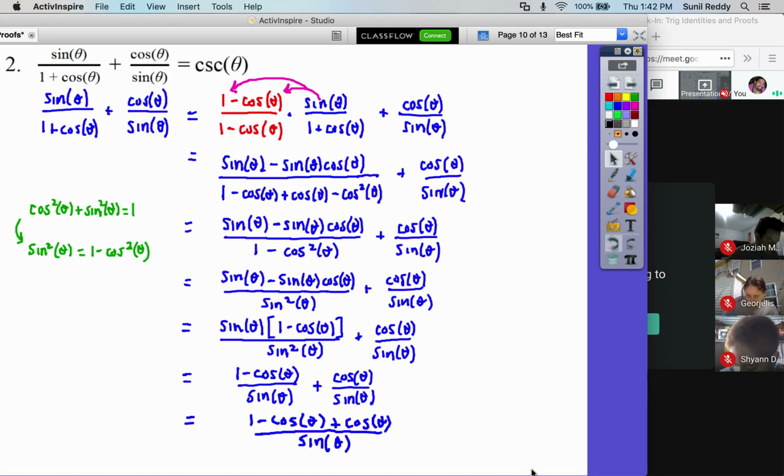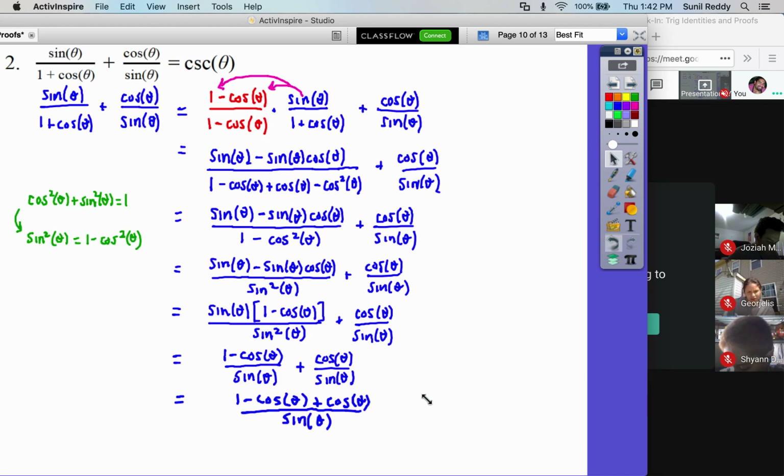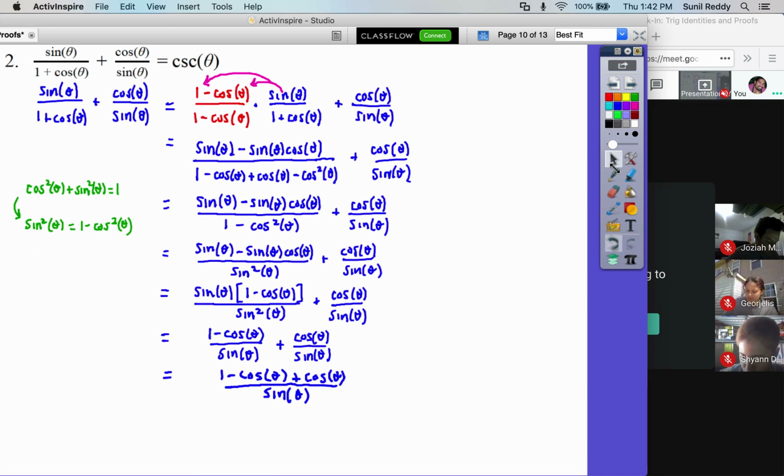So I need to make more room. Once they cancel, that leaves me with 1 over sine of theta. And by definition, using our reciprocal identities, that is equivalent to the cosecant of theta. That is what I was trying to prove, so my proof is done, which means I can put my QED. So that proof was a little bit longer. Questions here?